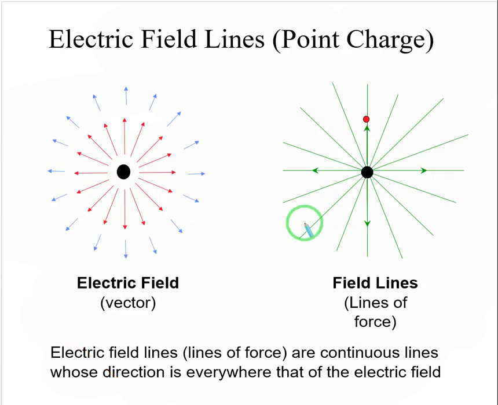Coming to electric field lines for a point charge. We have a point charge. This is about the electric field, which is in vector form and is everywhere, and its field line is mentioned in this figure. Electric field lines are continuous lines whose direction is everywhere the direction of the electric field, as you can see in the figure as well.